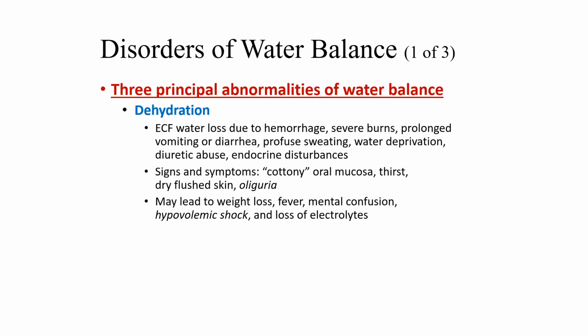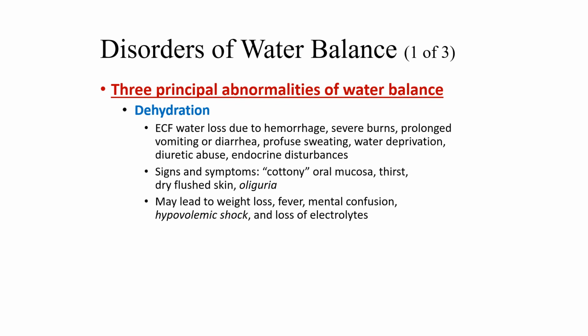Okay, we're coming toward the end of our lecture. So what are the disorders? So 3 problems. Dehydration. This could be caused by excessive sweating, hemorrhaging, burns, vomiting, diarrhea, water deprivation, people who take diuretic drugs to control their weight, and then some endocrine diseases.